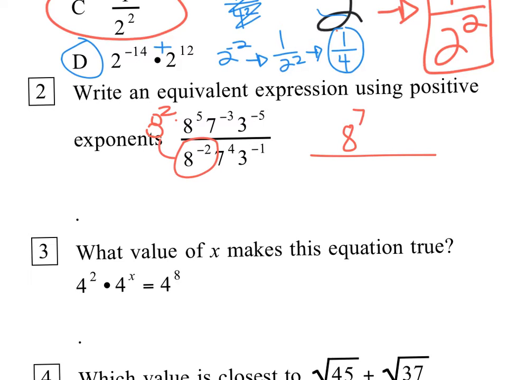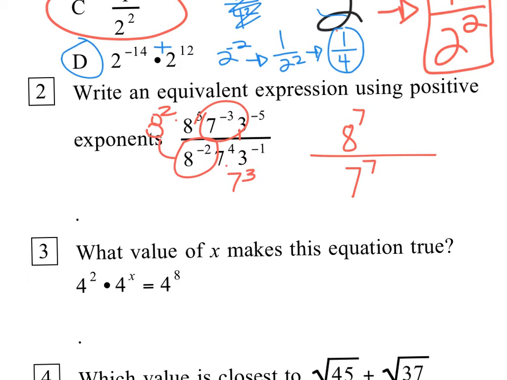All right? Now, the same idea is going to happen with our 7 to the negative 3rd. That's got to come down here. So when you do that, you're going to take this, you're going to flip it down, it's going to be 7 to the 3rd, okay? On the bottom, you get 7 to the 7th, okay?